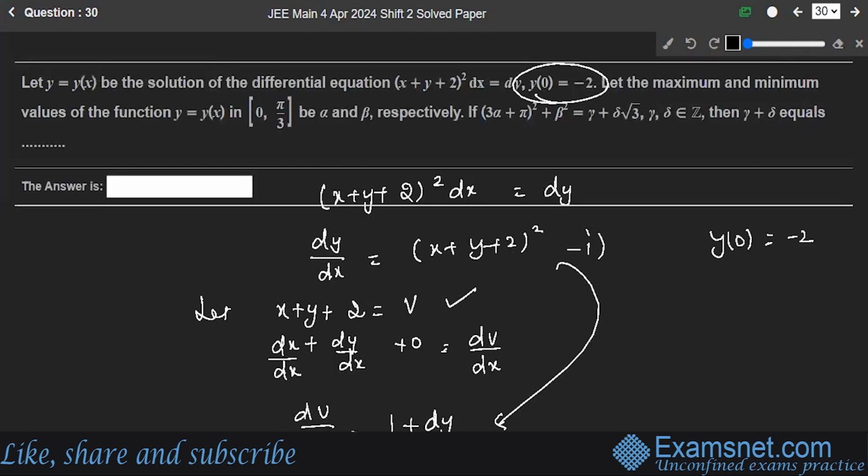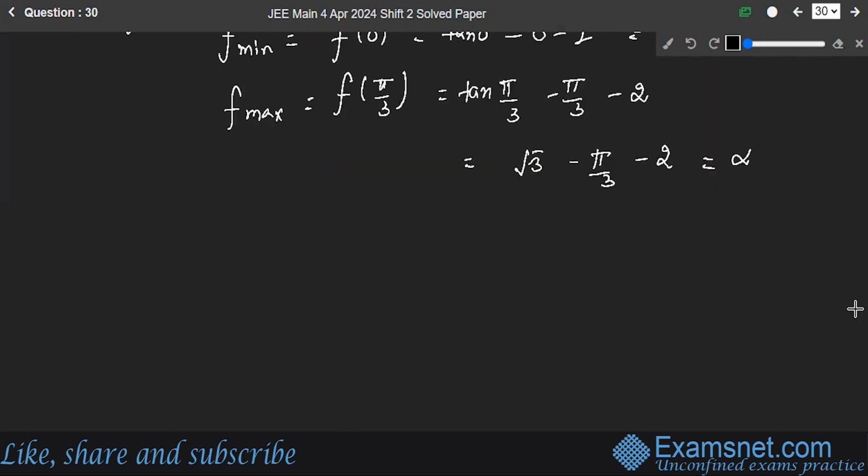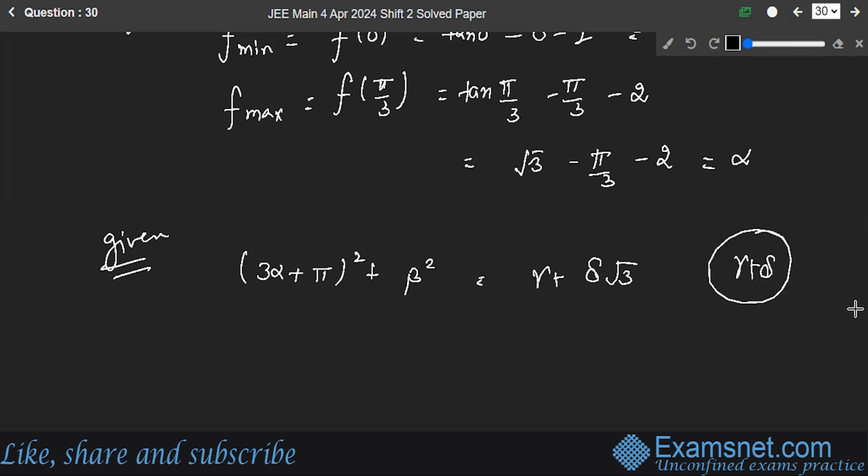And what you have to find out is if this is true. Let's write it down. What do you have over here? You are given (3α + π)² β² is equal to γ + δ√3, where gamma and delta belong to integers. You have to find out the value of gamma plus delta. Okay. Let's fill in now.